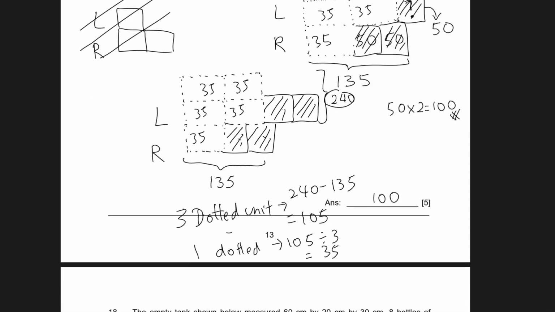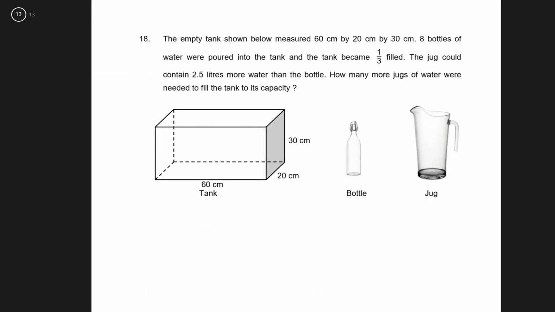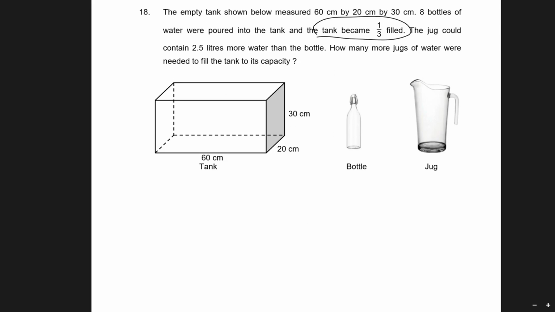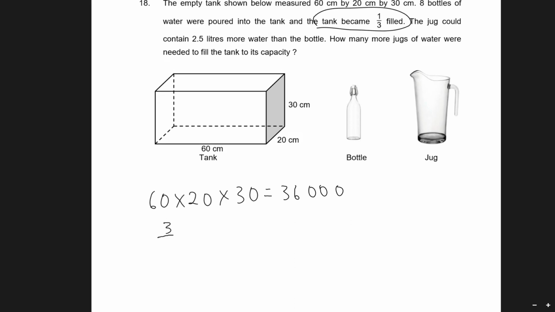Now we move on to the last question, which is question 18 on volume. Okay. Now the empty tank below measured 60 by 20 by 30. So we are going to have the water pouring in and then the tank suddenly becomes 1/3 filled. So let's find out the volume of the tank first. 60 times 20 times 30, which will give us 36,000. Now this 36,000 is if the tank is fully filled. But the problem is they only say it is 1/3 filled.